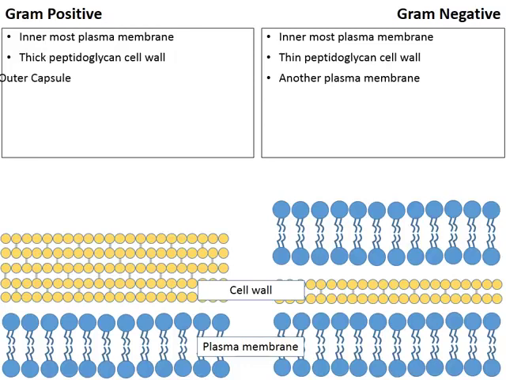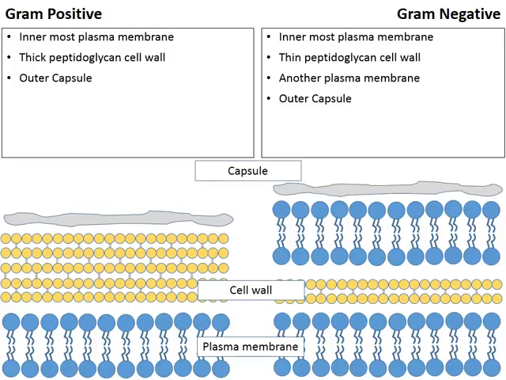And now we come to the third layer called the capsule, the sticky outer layer. So there's the capsule for the gram-positive bacteria, and gram-negative bacteria also have an outer capsule, so there's the capsule for the gram-negative bacteria as well.